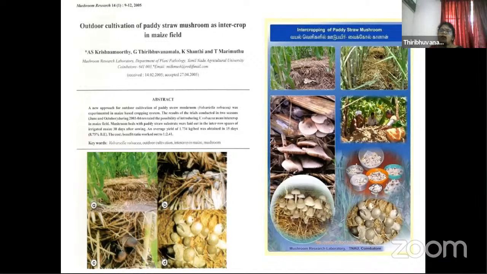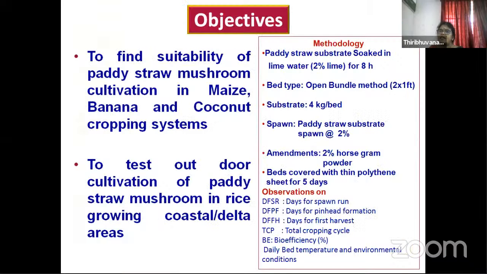So we thought of carrying over with this prelude idea. We wanted to take this mushroom to the commercial level. Having experience and success with this, the project was formulated with an objective to find the suitability of paddy straw mushroom cultivation in maize, comparing it with banana and coconut cropping systems, where such microclimate is possible, and also to test the outdoor cultivation of this paddy straw mushroom in rice growing coastal and delta areas, so that the resources can be used effectively at low cost.